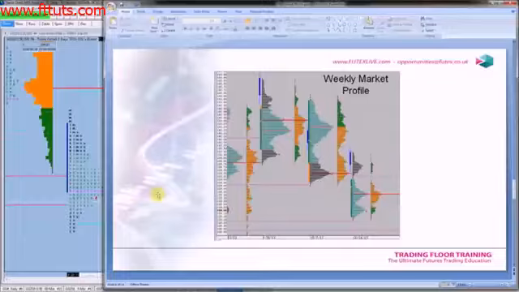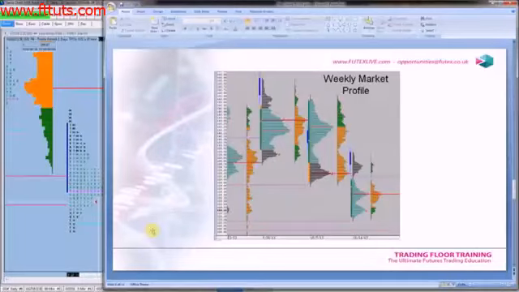The weekly market profiles again would signify where the market has travelled during that week. It will show you where it spent 70% of its time. It will show you where it's done 70% of its volume, and it will show you where last week's accepted value was. And again, you start looking for time periods, and you start looking for shifting value.